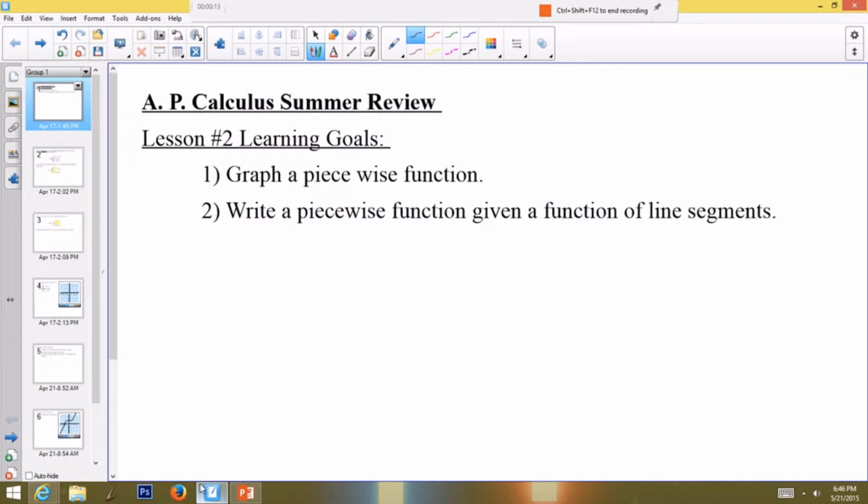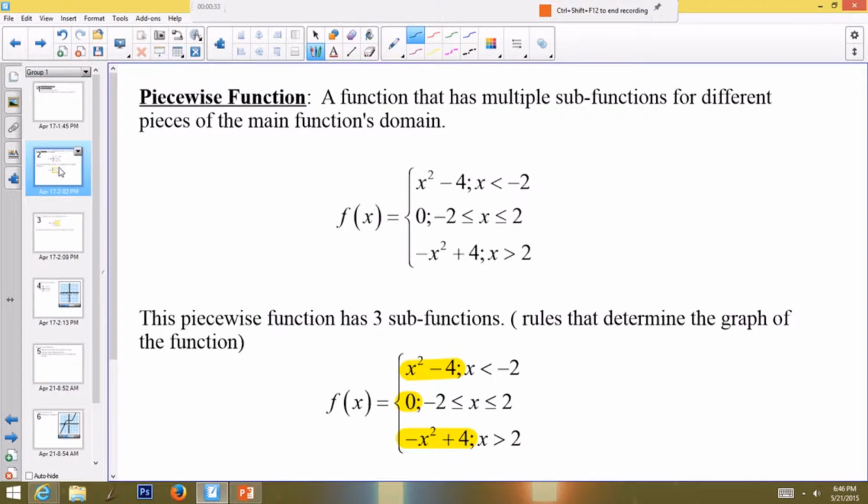All right, piecewise functions. We're going to be graphing piecewise functions, and we're also going to write piecewise functions based on given functions of line segments and probably other functions as well. So before we get into it, let's read. We haven't done this since Algebra 2, so let's review here.